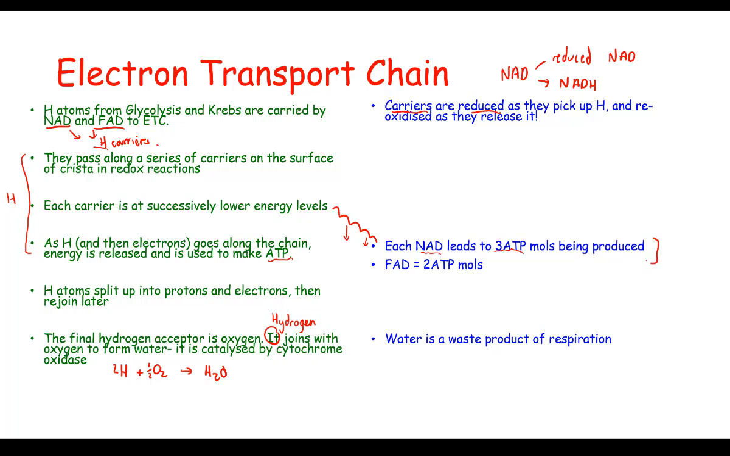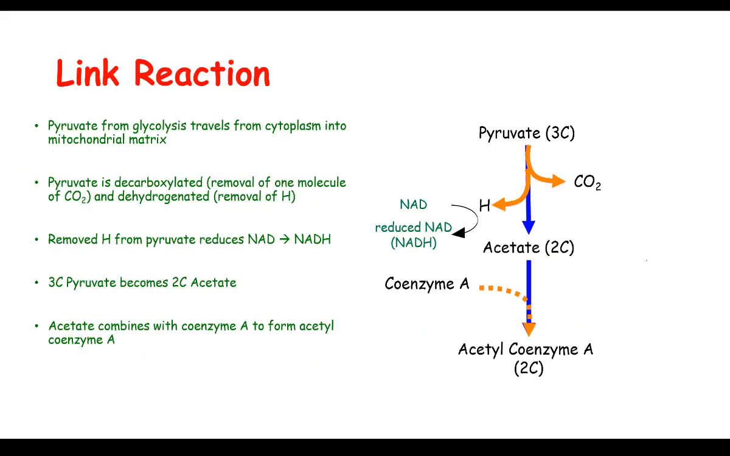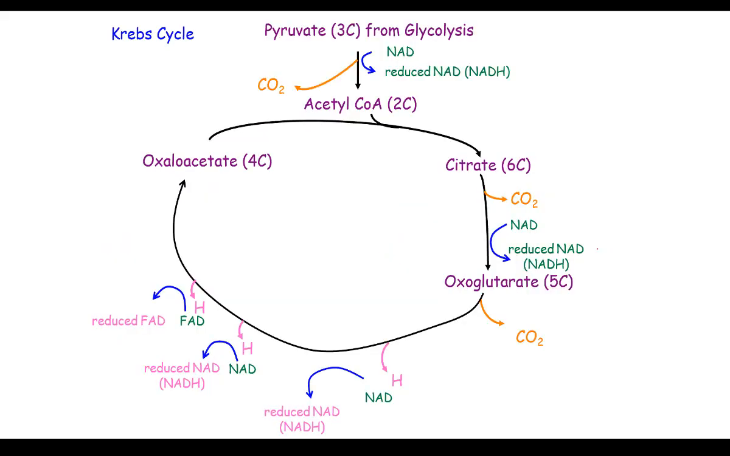Now just looking at this point, each NAD leads to 3 ATP molecules being produced and each FAD leads to 2 ATP molecules. If we go back to this link reaction, that means that this hydrogen, which is given off from this pyruvate, when it's picked up by the NAD and forms reduced NAD, it later leads to the production of 3 ATP molecules. In the Krebs cycle, whenever this reduced NAD goes to the electron transport chain, it makes 3 ATPs. This one makes 3 ATPs. This one also makes 3 ATPs. But this FAD produces 2 ATPs.